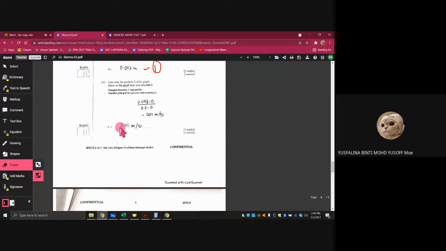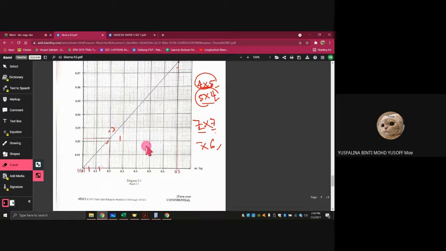One more thing, your answer cannot be in fraction. Don't give me the answer in fraction, it must be in decimal point. Teacher, how many decimal points should I take? The minimum is 2, the maximum you can take 3 or 4, but make sure you round it off. So this is how you calculate the gradient. Later if I give you another one, I don't want you to make the same mistake again, especially for the triangle.